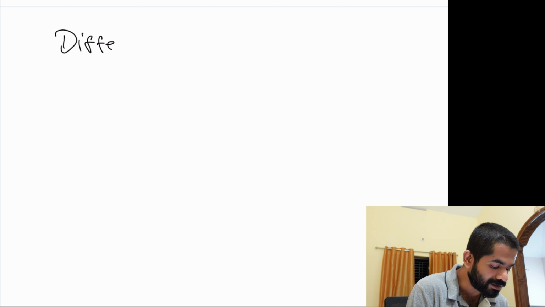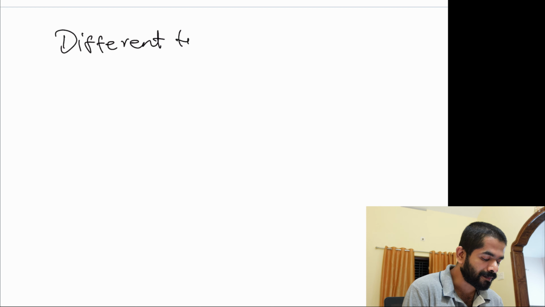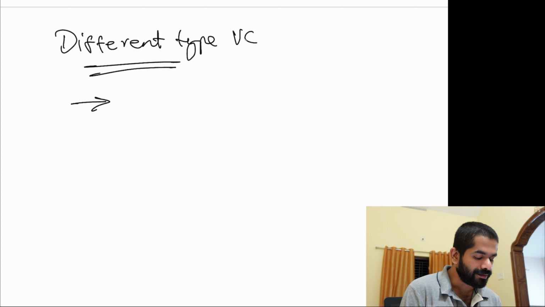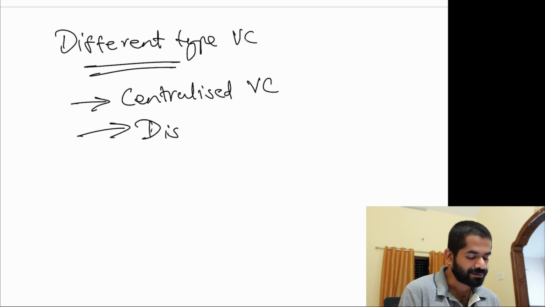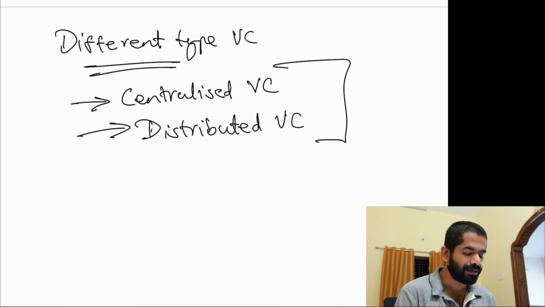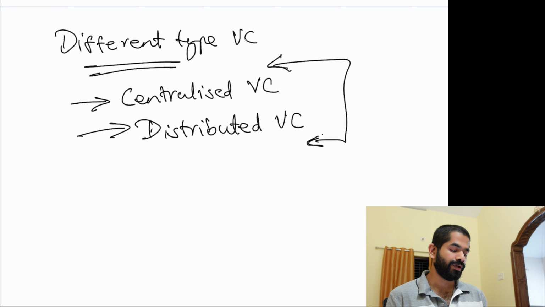In the next session we will be looking in detail at the different types of version control, the different types of VCs. To give you a brief idea, the first one is known as centralized version control and the second one is known as distributed version control. We will look at these two things in detail in the next video.